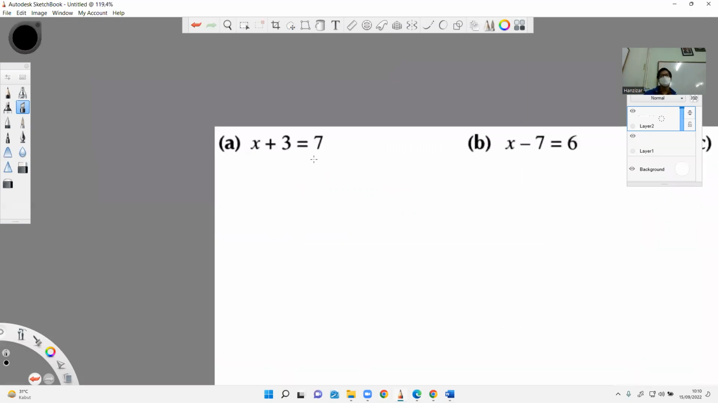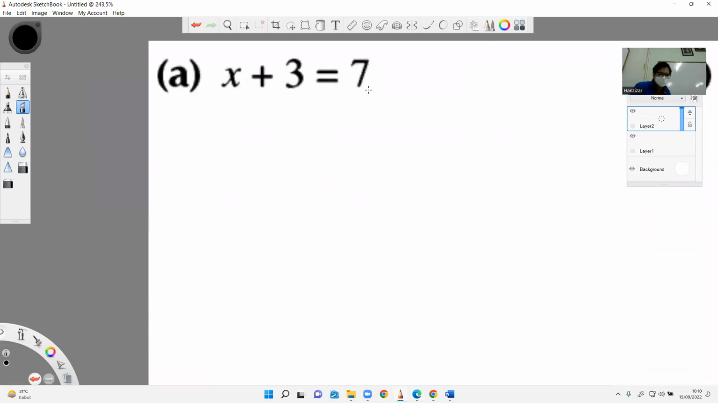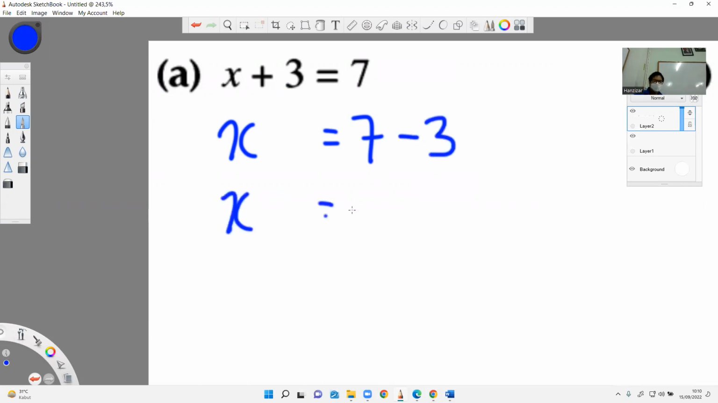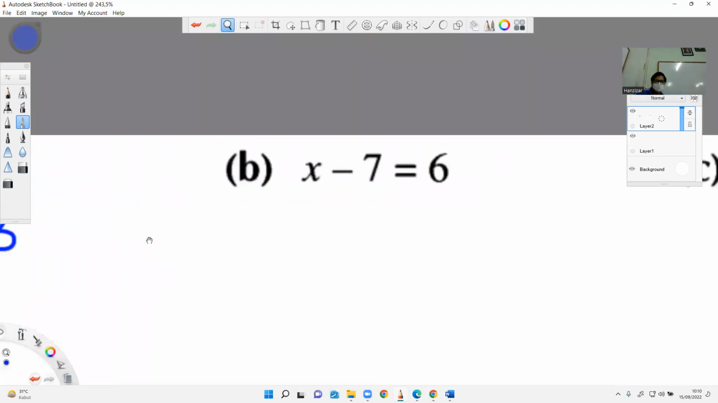Okay. So how to do with the 3? I move the 3 to the right hand side. Get it? x plus 3. So what do you need to change? The 3 to the right side. So x equals 7 minus 3, because plus going to the right hand side is minus 3, equals 4. Right? Next.